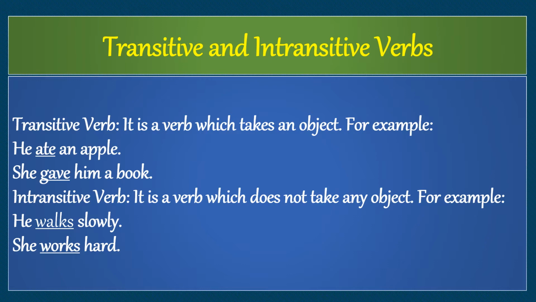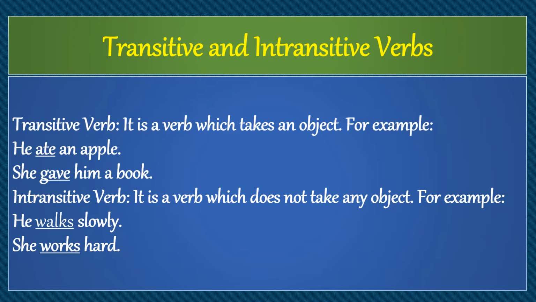She gave him a book. In this sentence we have two objects, him and a book. Whenever there are two objects in a sentence, one would be a direct object and the other would be an indirect object. Here in this sentence, she gave him a book, him is an indirect object and a book is the direct object.